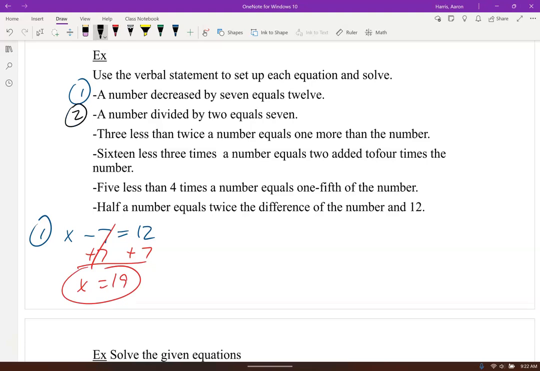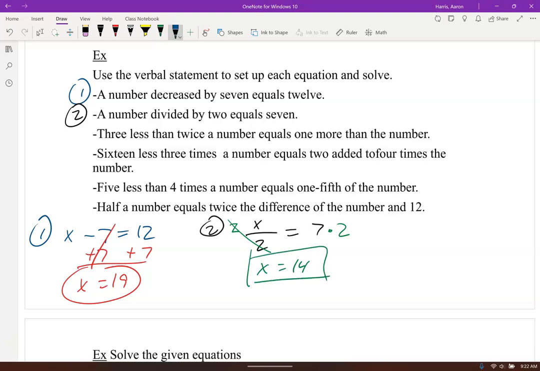Let's do number 2 here. A number divided by 2 equals 7. Now right now x is being divided by 2, so I'm going to do the opposite of division, which is multiplication. So I'm going to multiply this side by 2. So 2 over 2 is 1. If I multiply that side by 2, I got to multiply the other side by 2. So here we have x being 14.